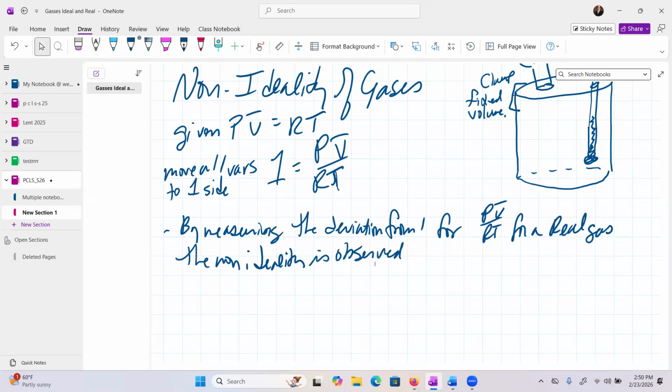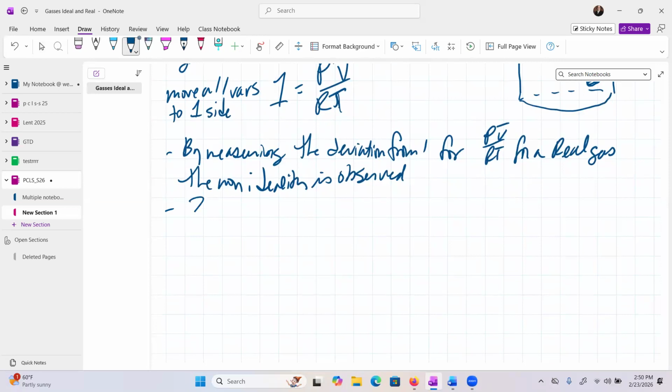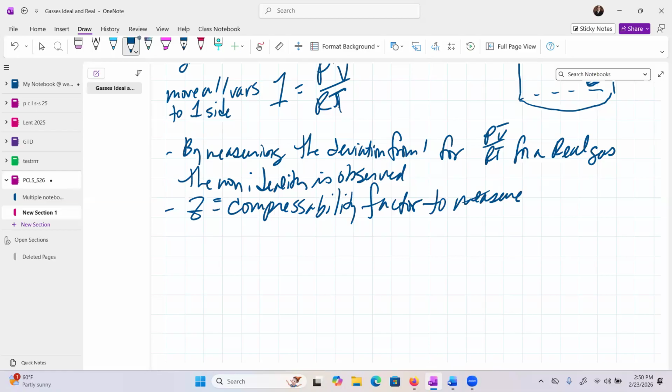And let us now define something called the compressibility factor. And that's exactly what it is. It's this, moving everything over to one side. And it is going to measure the non-ideality. Called the compressibility factor. Again, triple equal sign, because it's a definition. This is the factor to measure this non-ideality. It's really just a measure of what that looks like.